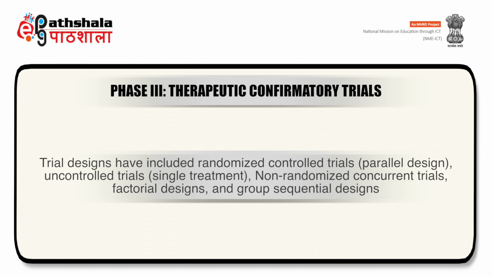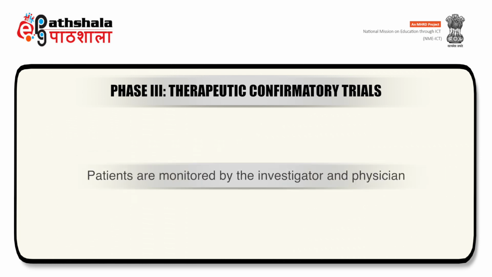It should either have a parallel design or it can be an uncontrolled trial where a single treatment can be used. Other designs which are used for the phase 3 trials include non-randomized concurrent trials, factorial designs, and group sequential designs. In the phase 3 trials, patients are monitored by the investigator as well as the physician.